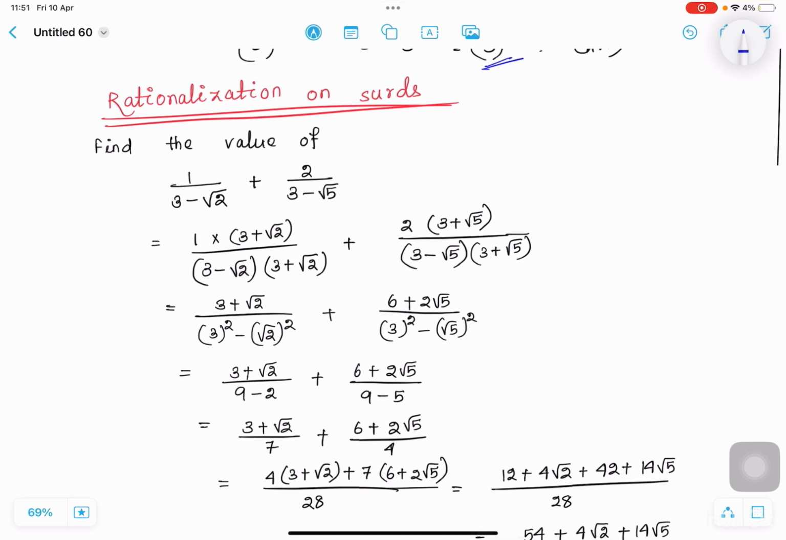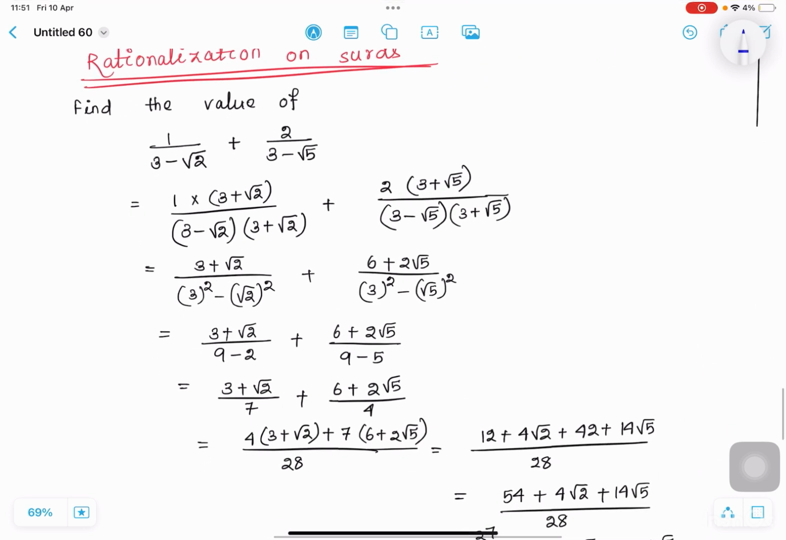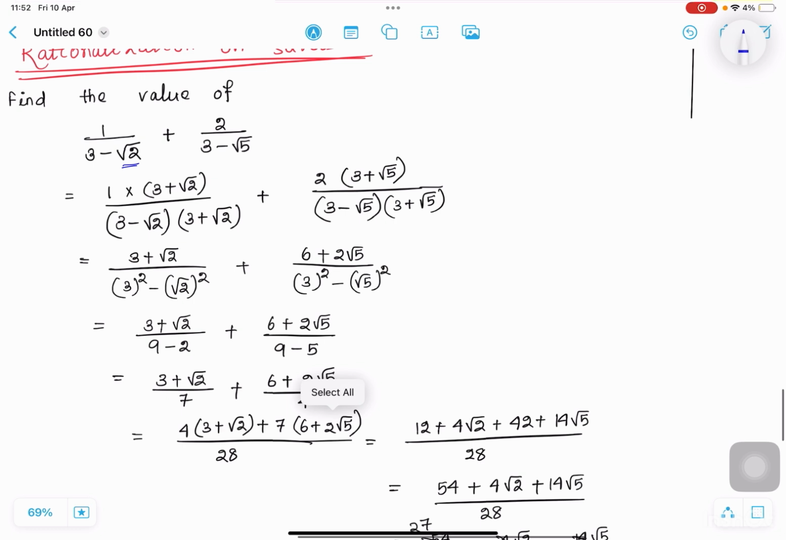Now, rationalization of surds. Rationalization means we have to make the denominator a rational number. So 1 by 3 minus root 2. Root 2 is not a rational number, so we have to make this denominator rational. What do we have to do? Here 3 minus root 2 is given, so you have to multiply it by 3 plus root 2. If you multiply the denominator by 3 plus root 2, in the numerator also you have to multiply by 3 plus root 2.